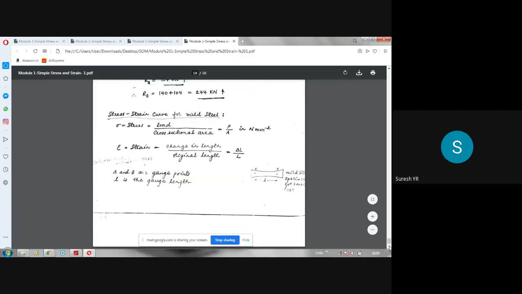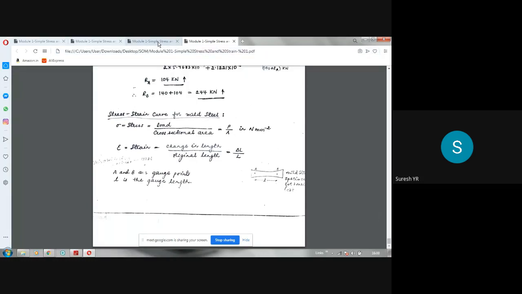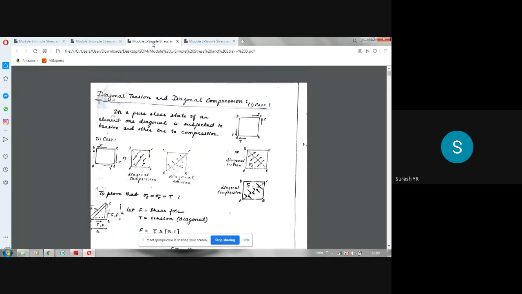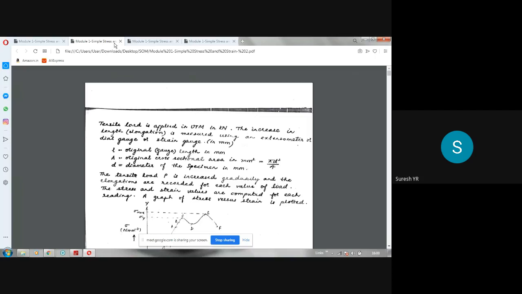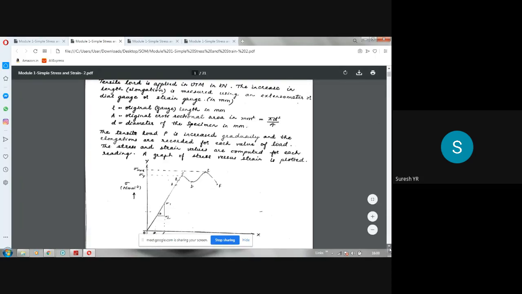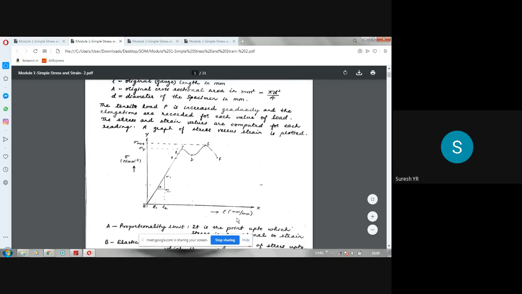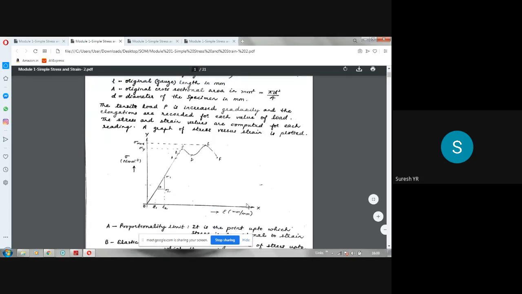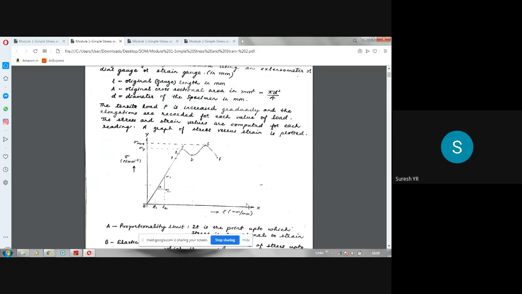Then the next thing is we have to take a tensile test. When a mild steel specimen is subjected to a tension test, tension test means the specimen is subjected to gradual tensile force, and deformation is measured using an extensometer. This instrument is called an extensometer or strain gauge.